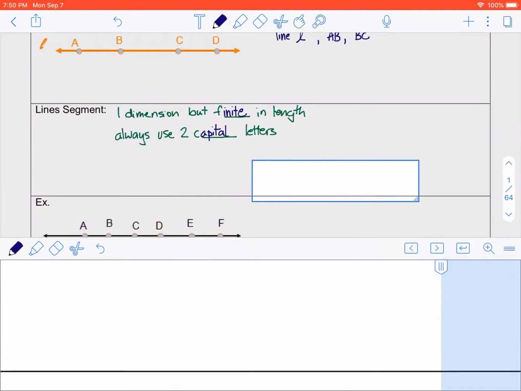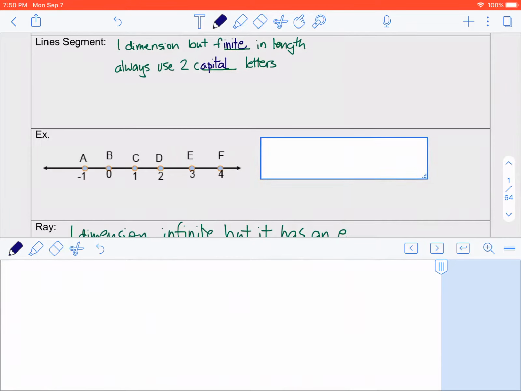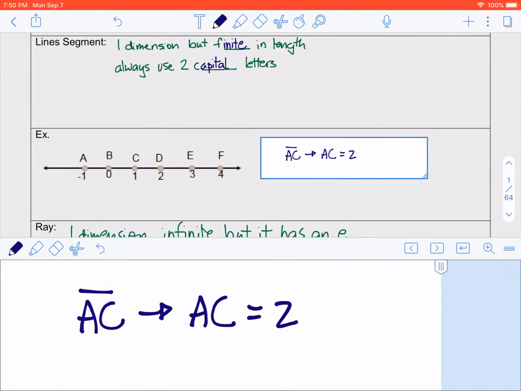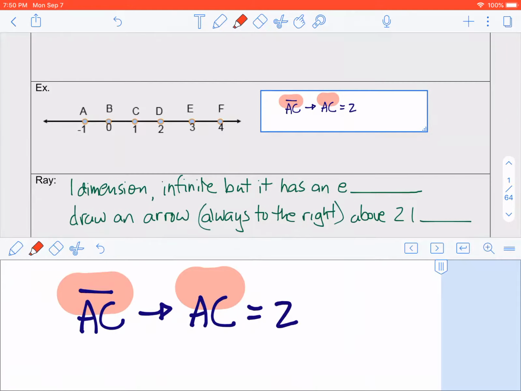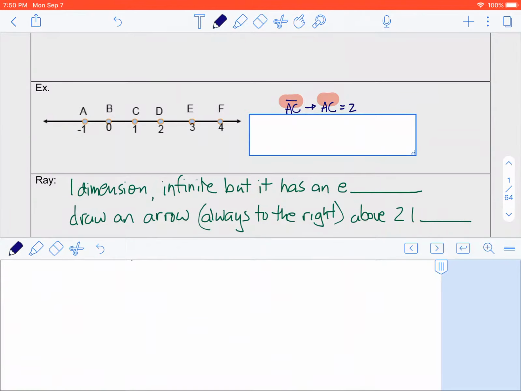So I could, in the above line, write A, C. Yeah? And then I put a little segment symbol on top, not the arrows. And again, the distance from A to C is 2. So notice there is no line on top of the A and the C. It just is a segment. Okay? Be very conscious of what you put on top of those capital letters, whether you're talking about a distance, a segment, or a line.